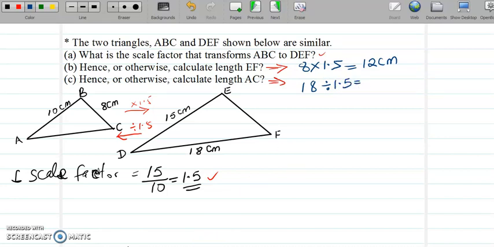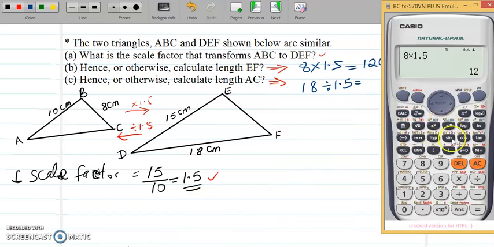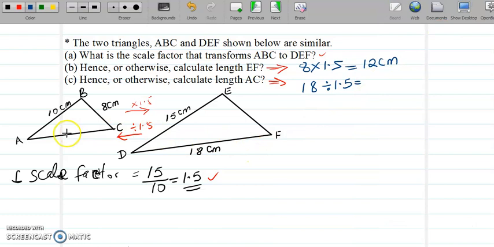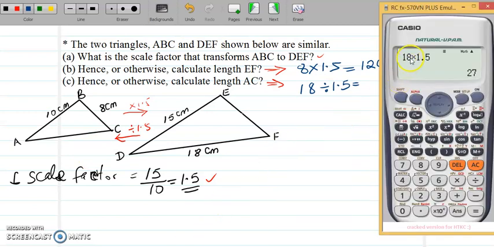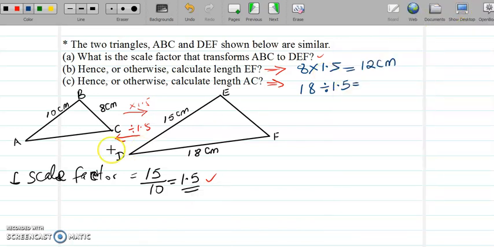So 18 divided by 1.5 gives us what? Not multiply, sorry, 18 divided by 1.5. That gives us 12. So this side is 12 cm.